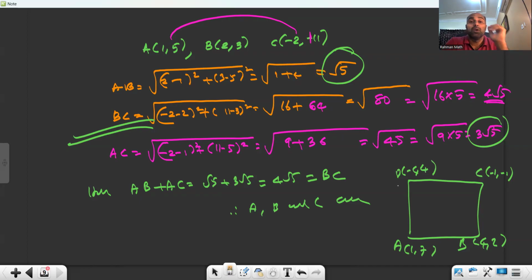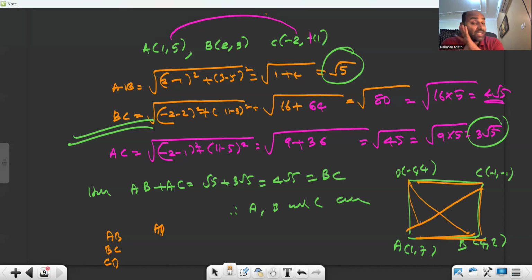If you want to prove it, first you have to show all the sides. AB you have to find, then BC, then CD, then AD. All the sides should be equal. But all the sides equal means it need not be a square. You have to show one more thing: the diagonals also should be equal. All the sides equal means it can be a rhombus, so you should check the diagonals also.